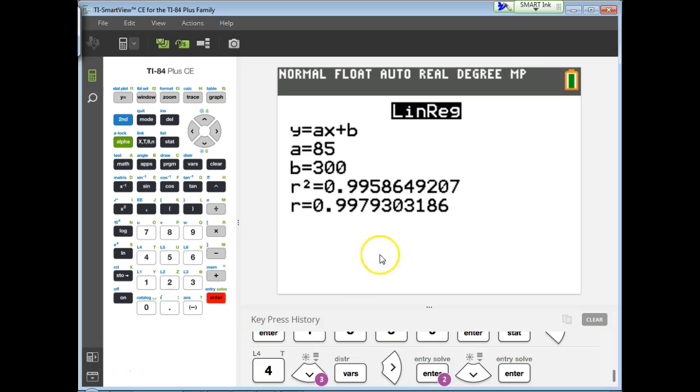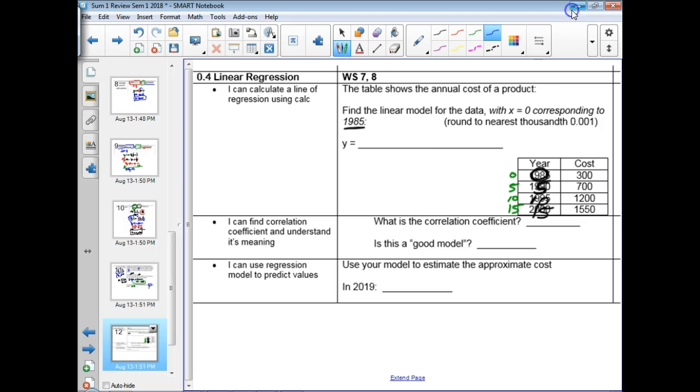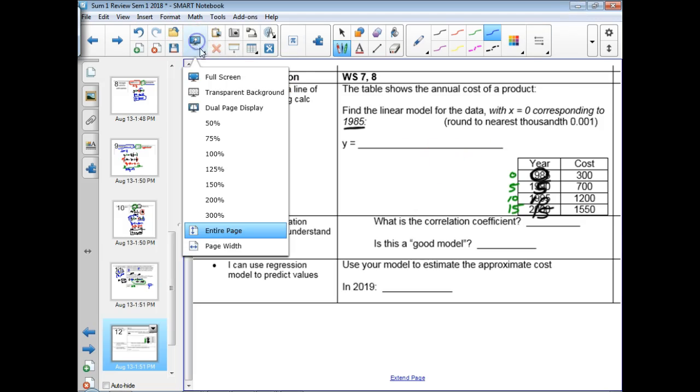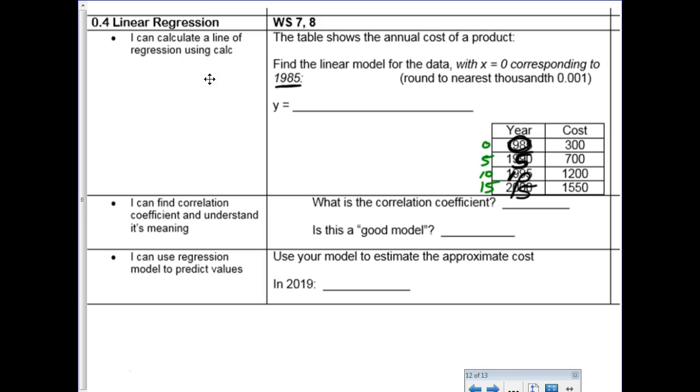Calculating that, it'll give you ax plus b form, and then r equals is the correlation coefficient. So on our paper, we're going to be writing down y equals, and this comes out horribly. You're going to make sure you round to the nearest thousandth on your test. So 300. And then the r that we're going to jot down is this one here. I'm sure the directions are very clear on your summative. The formula was 85x plus 300. Remember, this model is measuring time from 1985 on. What is the correlation coefficient? That was 0.998 when you round to the thousandth.